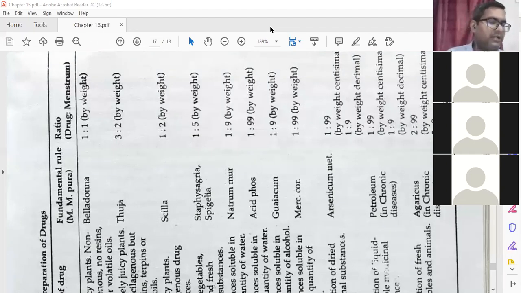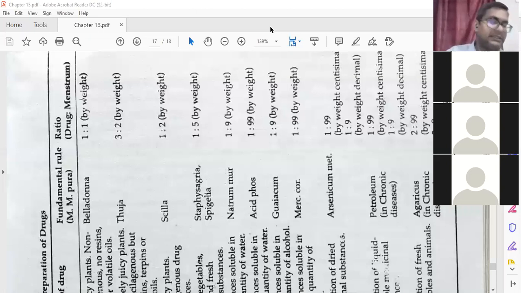Now we come to class 6A, mineral kingdom. Here, substances are soluble in a less quantity of alcohol, not water. It is explained by Dr. Hahnemann in the chapter Guaiacum, one homeopathic drug. Ratio is 1:9. Drug power is 1 by 10. There is no medicinal loss. Process of potentization is succussion.